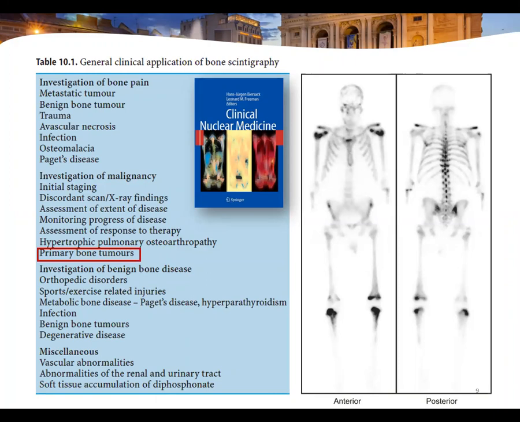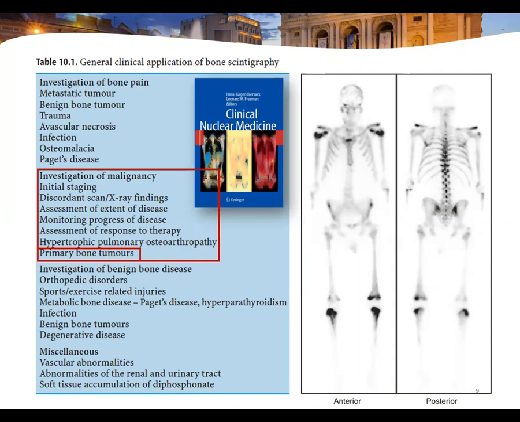Sure, we can find here the primary bone tumors. Also, we can see the investigation of malignancy in case of the initial staging of malignancy, in case of discordant scan X-ray findings. We may use additional methods of nuclear imaging, assessment of extent of the disease, monitoring of progress of disease, assessment of the response to therapy, and hypertrophic pulmonary osteopathy diagnostics. This is the main point for using bone scan for detection and differentiation of the malignant bone tumors.